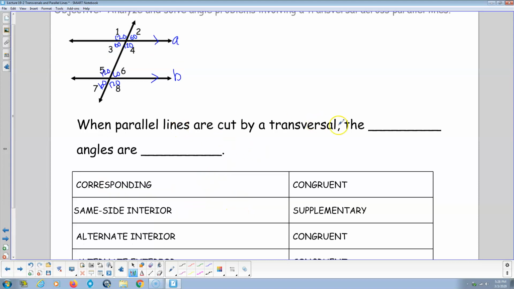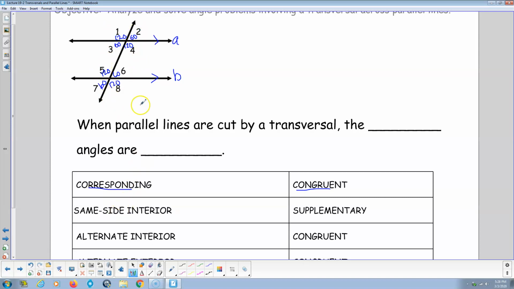When parallel lines are cut by a transversal, the corresponding angles are congruent. Like, hey, 1 and 5, they correspond, they're the same. 2 and 6 correspond, they're the same measure. 4 and 8 correspond, they're the same measure. 3 and 7 correspond, they're the same measure. Of course, because the angles here look just like the angles there. So the upper left guy is going to be the same measure as the upper left guy down here.